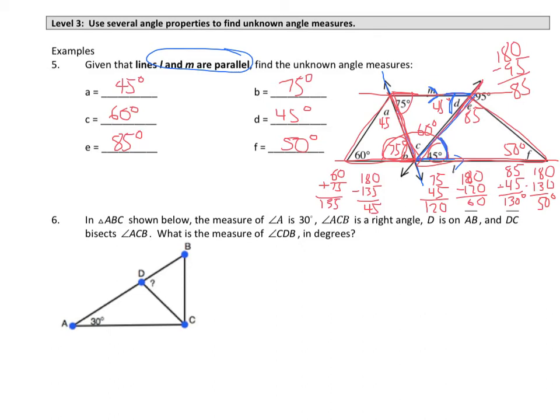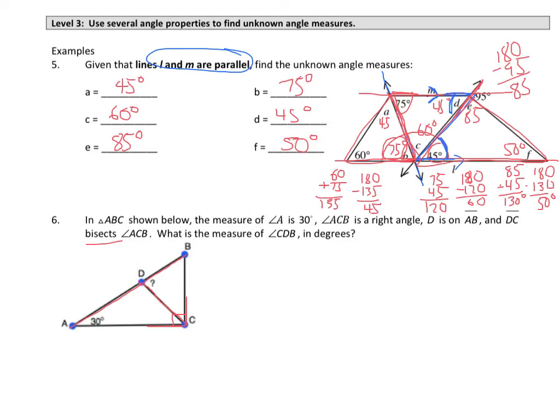In the next example, we have a triangle ABC. They tell us that the measure of angle A is 30. Angle ACB, which is this angle right here, is a right angle, so that's a 90-degree angle. D is on AB, so this is a point on that line. DC bisects angle ACB. So this line is cutting angle ACB in half. That's what bisect means. It means it divides it into 2 congruent angles.